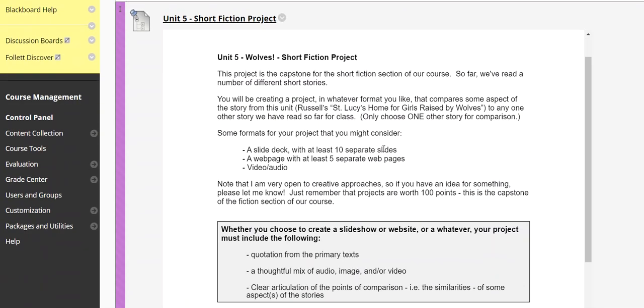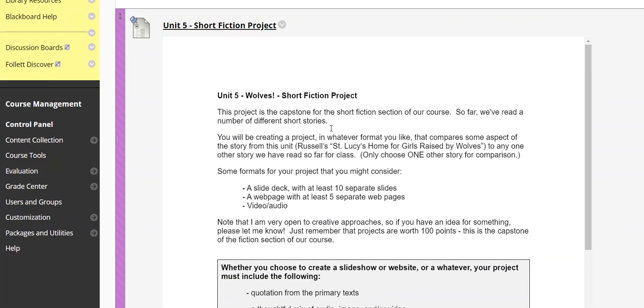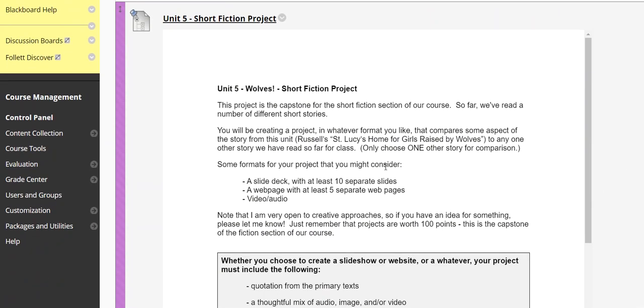And here's our project. In some ways, very traditional. It's basically just a comparison assignment. You're going to take St. Lucy's Home for Girls Raised by Wolves that we're reading for this unit and compare it, i.e. find similarities. Don't focus on differences. We already know that it's different. Compare it with another story that we have read for class. Not just any story, but one that we've actually read for class. So again, a fairly traditional approach. Comparative, it's cool to see how different authors, maybe from different time periods or cultural backgrounds, tell stories, right?